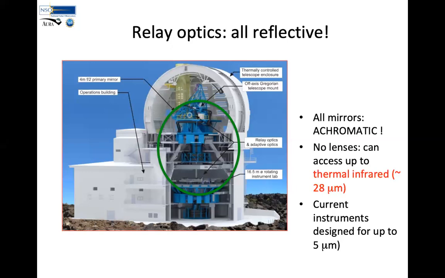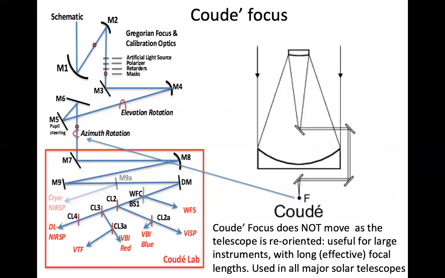But that was a choice made at the very beginning of not putting lenses. And then obviously you had to do something to isolate the two things. Another important thing that this relay optics does is creating a Coudé focus. A Coudé focus is a focus which is created by a series of mirrors properly positioned so that the focus itself does not move when you move the telescope.